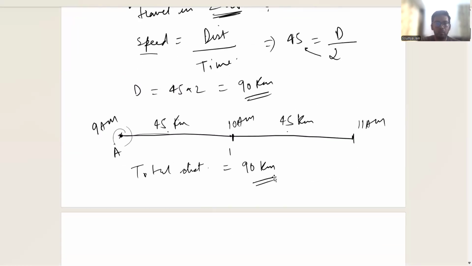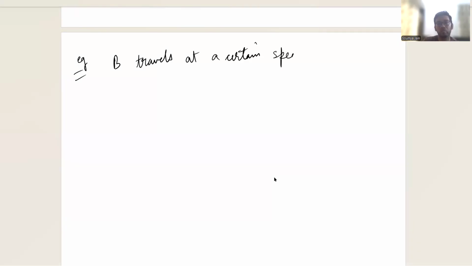Okay, let's take another example. Let's say B travels at a certain speed and covers, let's say, 100 kilometers in 4 hours. What is his speed?